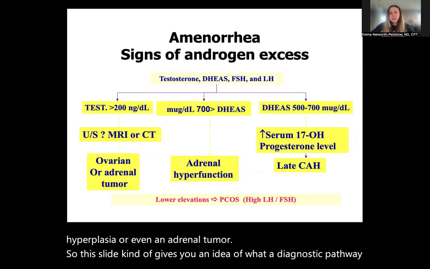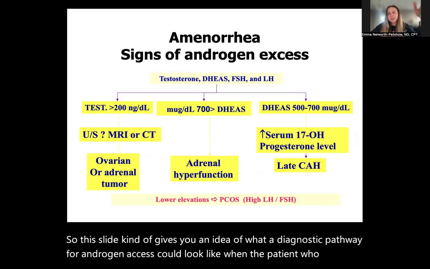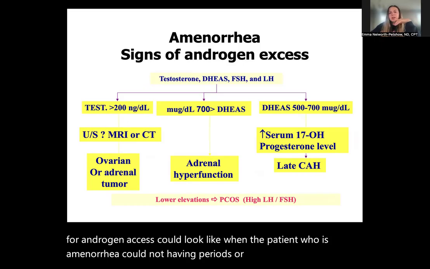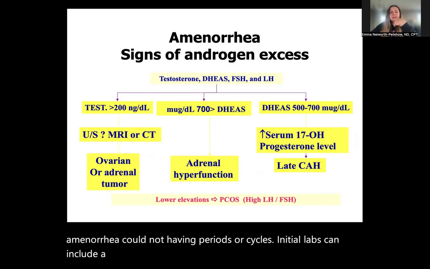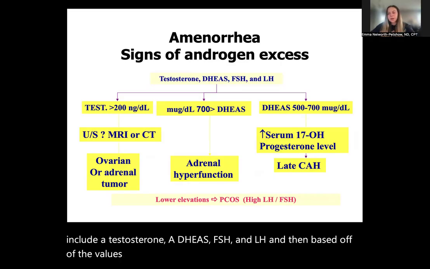So this slide kind of gives you an idea of what a diagnostic pathway for androgen excess could look like when a patient is amenorrheic, not having periods or cycles. Initial labs can include a testosterone, a DHEAS, FSH, and LH. And then based off of the values and the findings here, it kind of directs you to where you go.